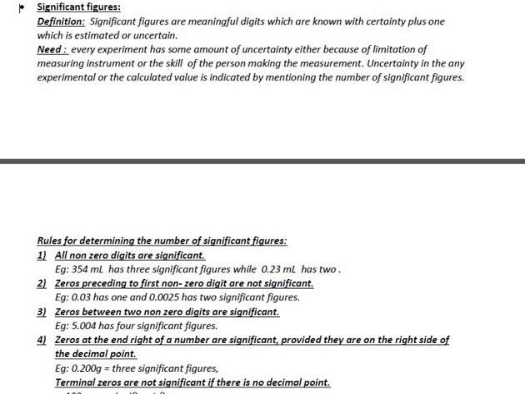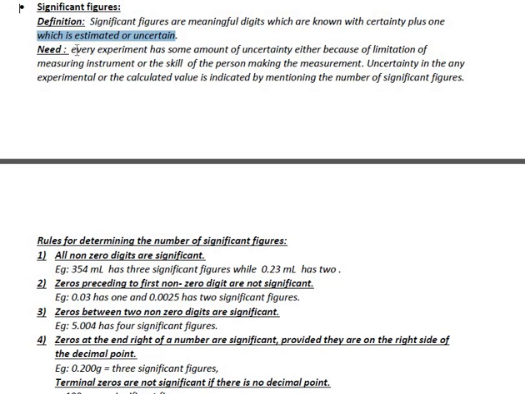Let us now talk about significant figures. Significant figures are the meaningful digits which are known with certainty plus 1 which is estimated or uncertain. What is the need of studying significant figures in chemistry?